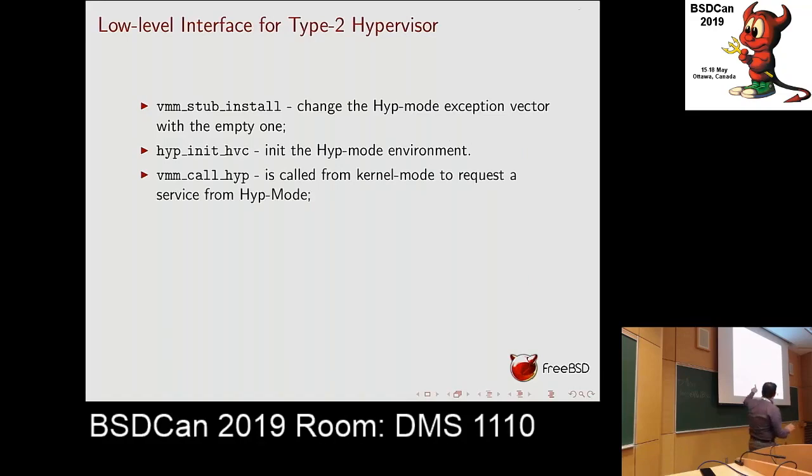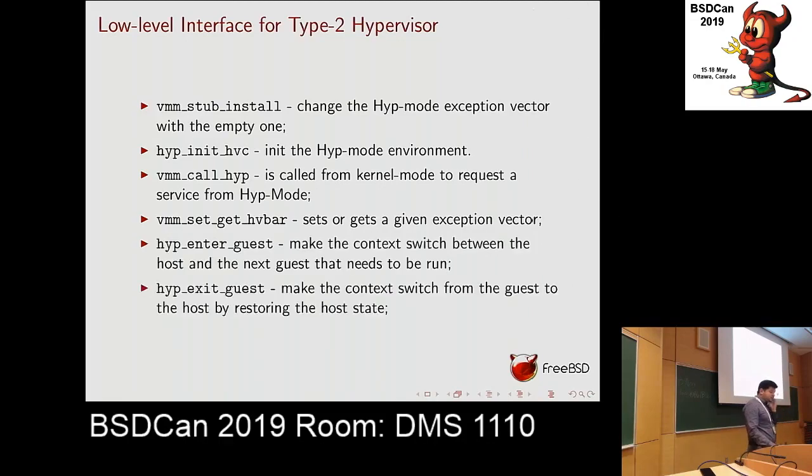Then we have, and this is very important, VMM call hyp. This is the function which basically calls a service routine from the hypervisor mode. Underneath this function, basically we have an HVC call. It is nothing special. We have the VMM set get HV bar. Basically this routine sets and gets the current exception vector. And we have the two functions, hyp enter and hyp exit guest, which make the context switch, save the guest state, and restore the guest state.